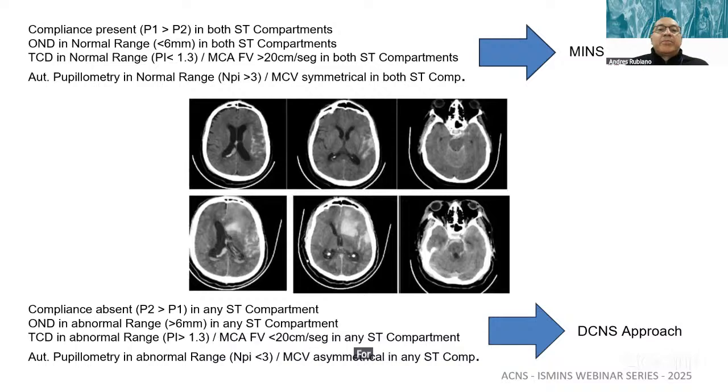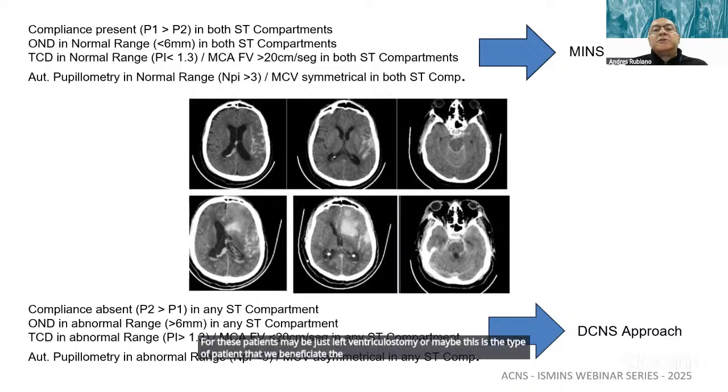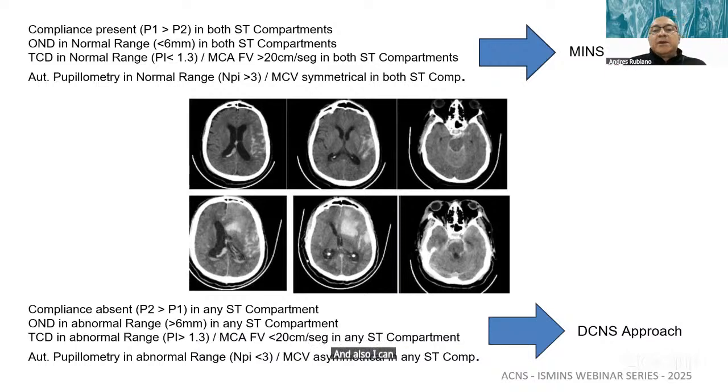Maybe just a ventriculostomy, or maybe this is the type of patient that benefits the most from a cisternostomy. And also I can combine that with maybe an endoscopic drainage of the contusion. And possibly that can be enough for managing this patient.